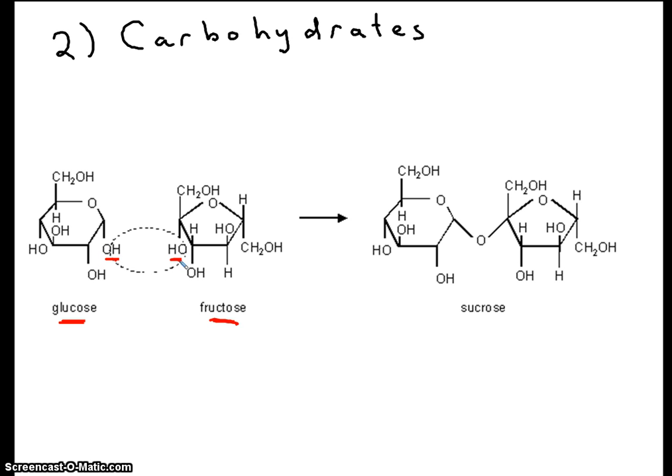And what will take place is we'll take the hydrogen from one, the OH from the other, water will be removed, and they are linked together into the disaccharide sucrose, and that's what we call table sugar. So the same thing that we saw with the proteins happens here in the carbohydrates, where water is being removed, and now we're starting a polymer.